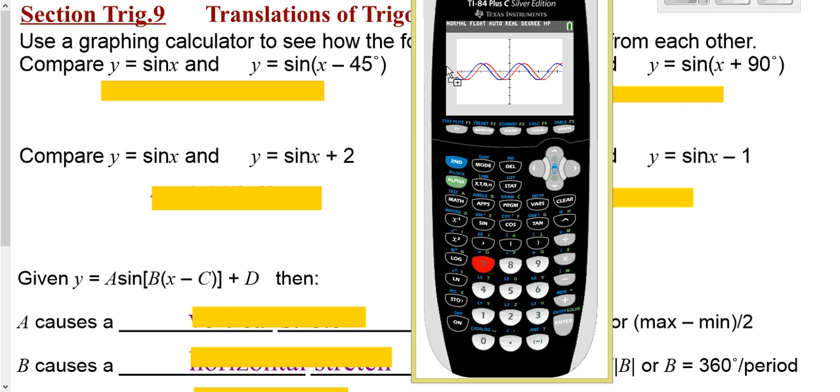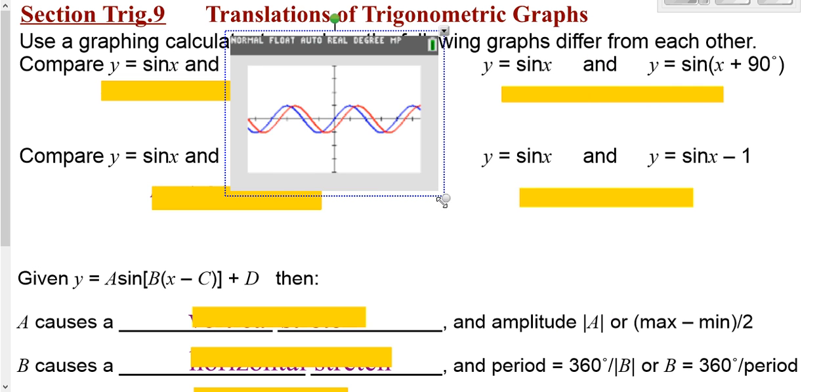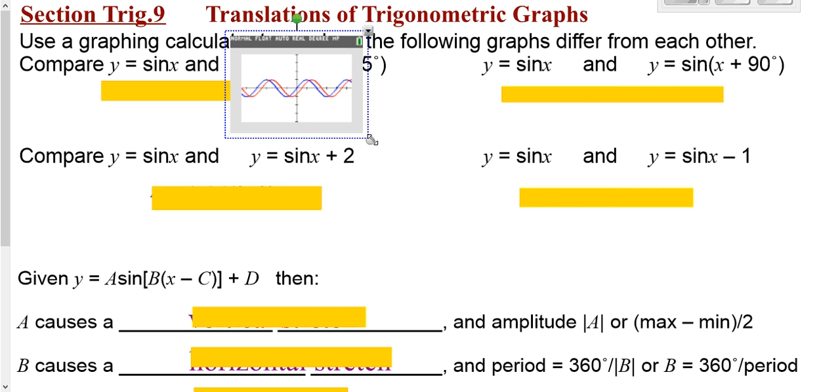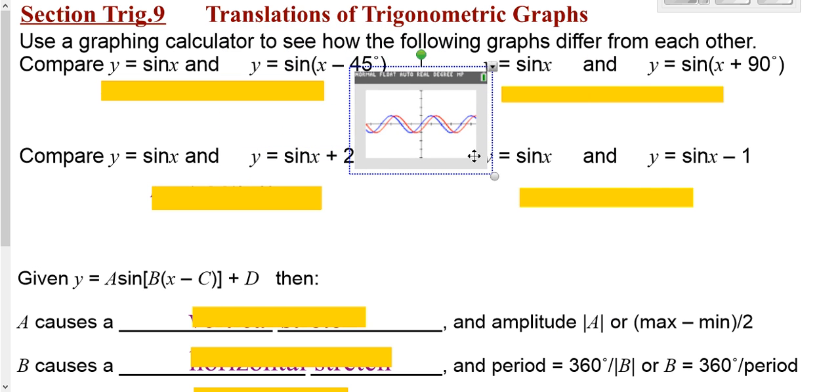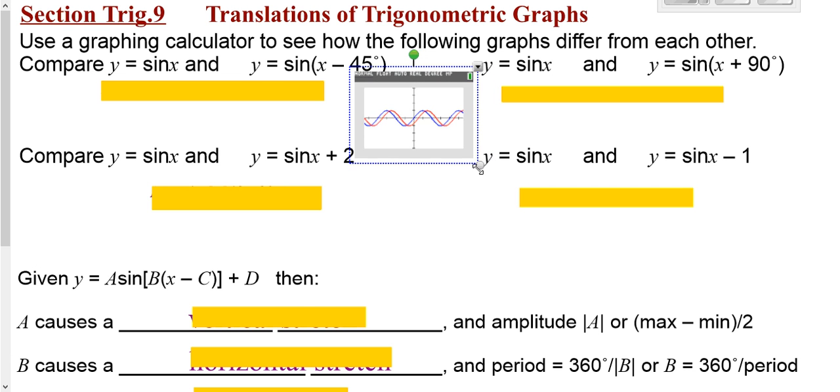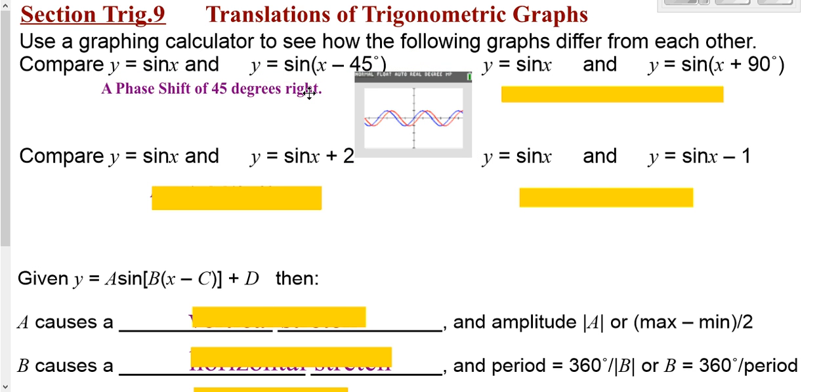So as you look at this, how does this compare? Well, as I look here, the blue is your original. That's your original sine graph. How is the red different? Well, it got moved over. And in this case, it moved over 45 degrees. So when we subtract something to the x, it's a 45-degree shift to the right.